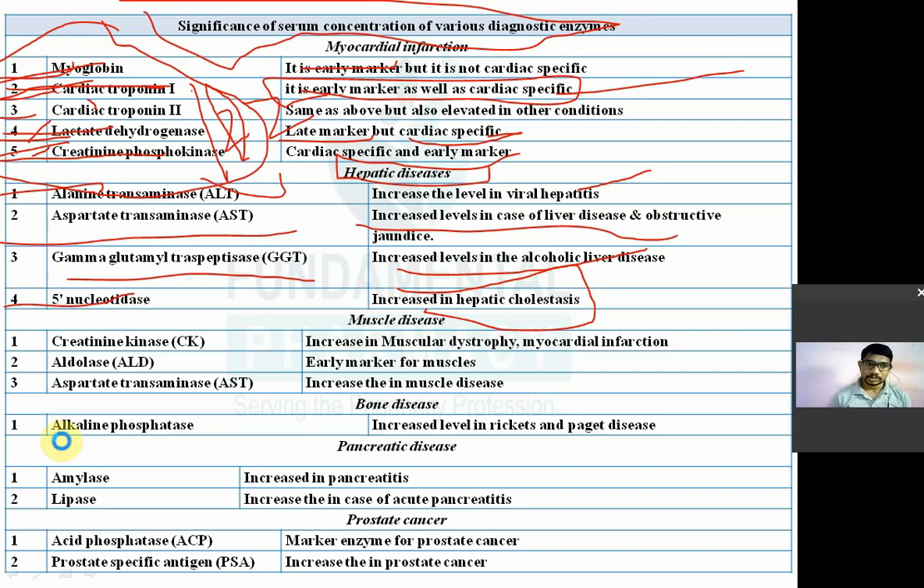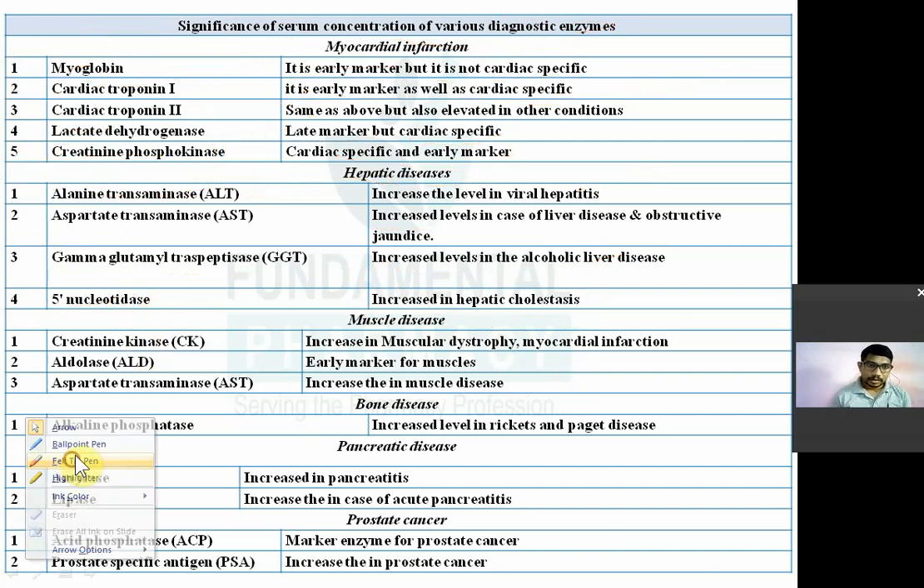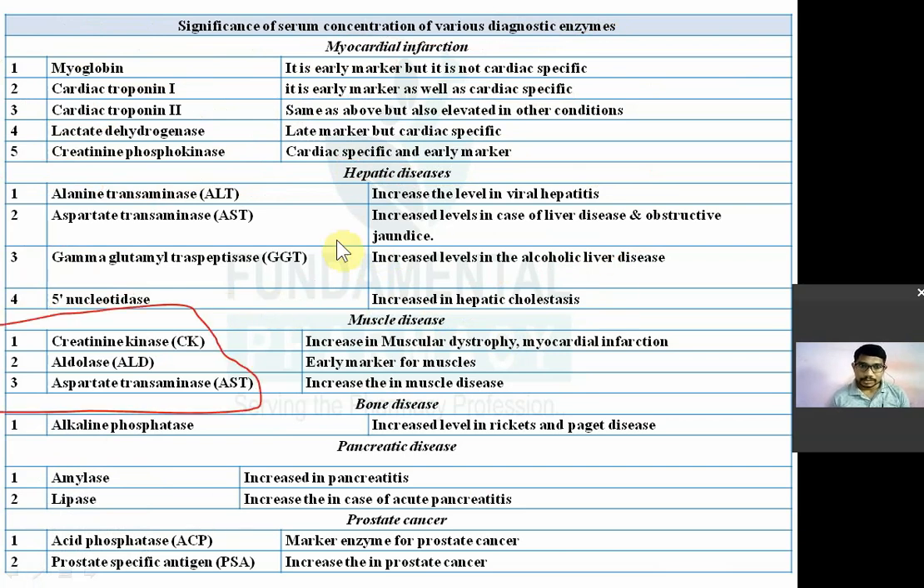We will see the enzymes which are elevated in case of muscle disease. लिवर डिसीज हो गया भाई, अब muscle disease. These are the enzymes, the level of which is increased in case of muscle disease. First one is creatinine kinase. जहाँ पे भी creatinine kinase आएगा वहाँ पे muscle involved है. यहाँ पे भी है creatinine phosphokinase, ठीक है. तो myocardium भी क्या है, muscle ही है. The level of creatinine kinase is increased in case of muscular dystrophy.